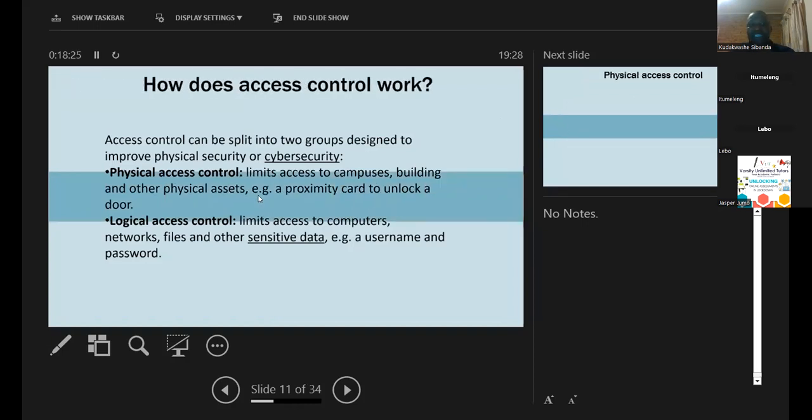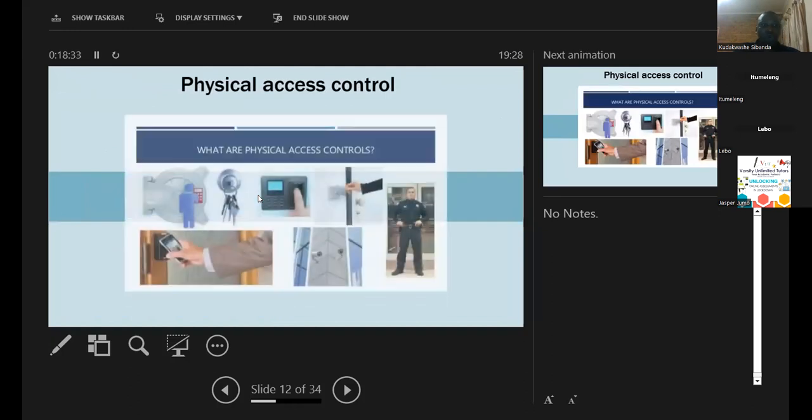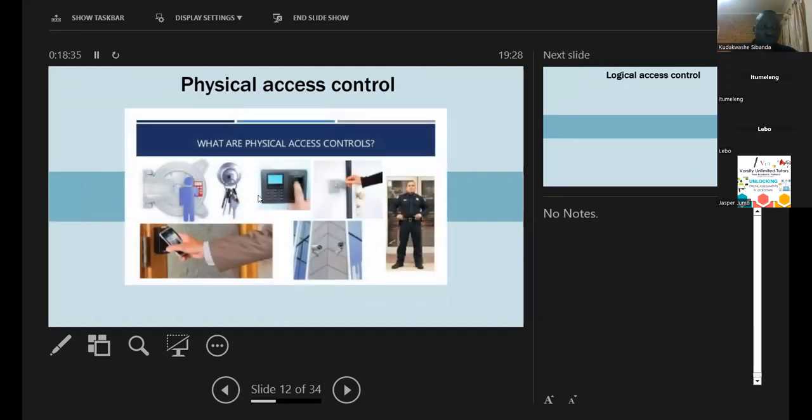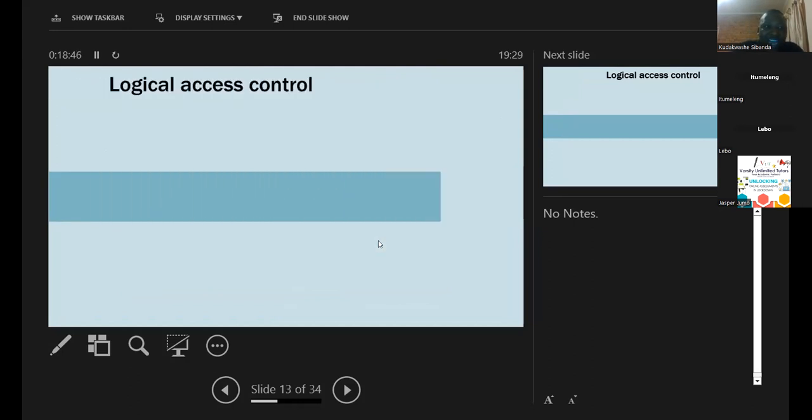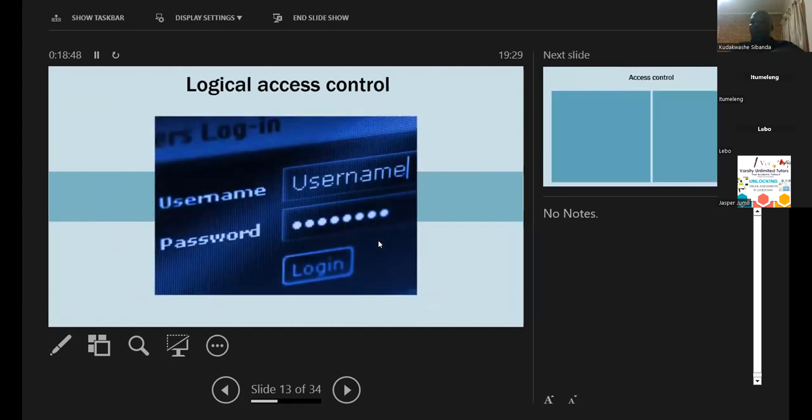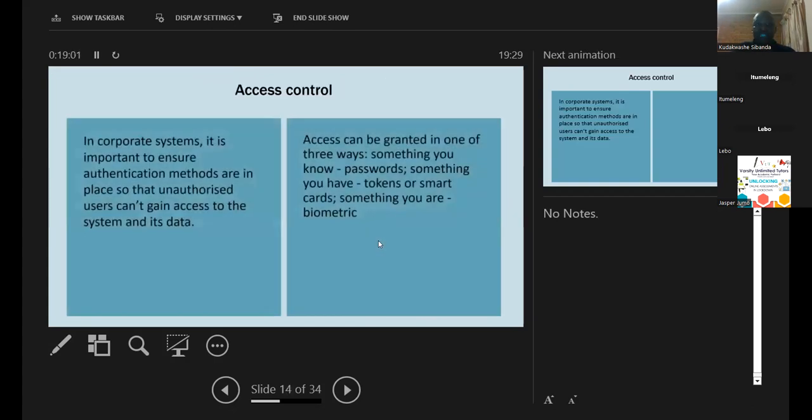Physical can be an access key, or logical can be a username and password. These are types of physical access control: the vault, keys, a keypad, a card, or even a guard himself. A guard is an example of physical access control. Logical access control, we're talking about username and password. That's why on your phones and laptops you've got logical access control. You don't want anyone who holds your phone to have access to your information, because you might have stuff that may be sensitive there.